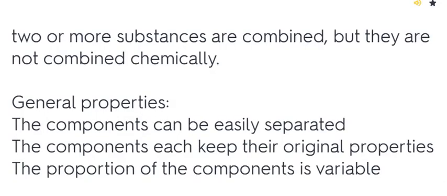Mixture: two or more substances are combined, but they are not combined chemically. General properties: the components can be easily separated. The components each keep their original properties. The proportion of the components is variable.